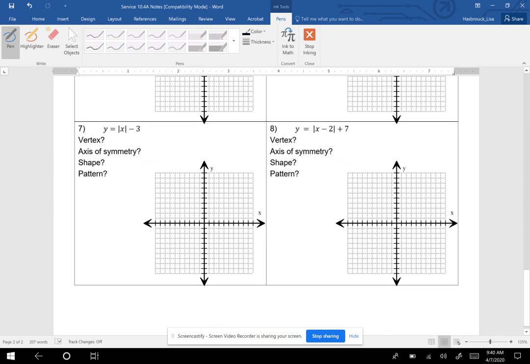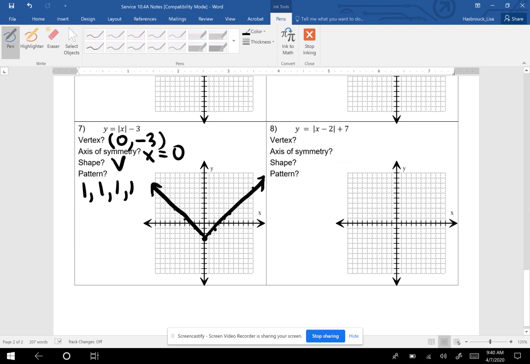Number 7, vertex. X value is 0. Y value is negative 3. Axis of symmetry is x equals 0. This is still a V shape in a pattern of 1, 1, 1, 1. So I go to 0, negative 3, and I put a dot. And then I use the pattern 1, 1, 1, 1. So notice these are all very similar in the methods of how you solve them and graph them. And that's it.